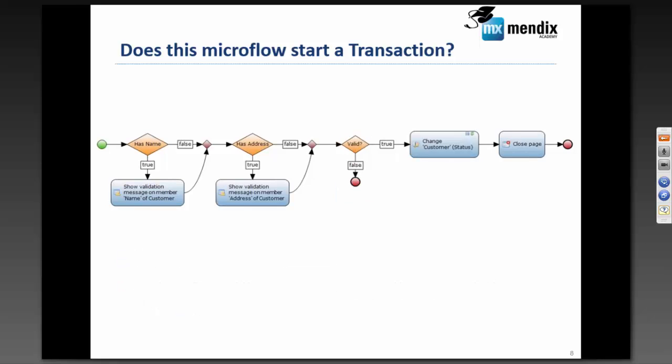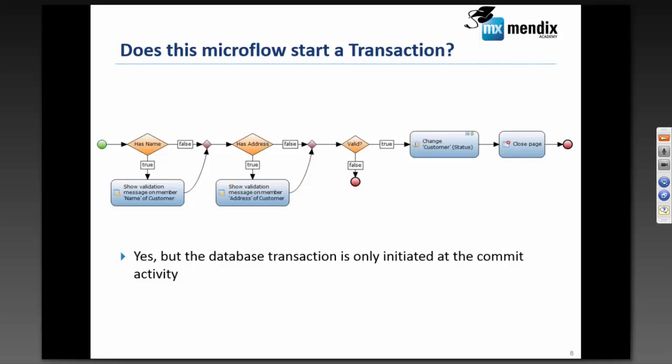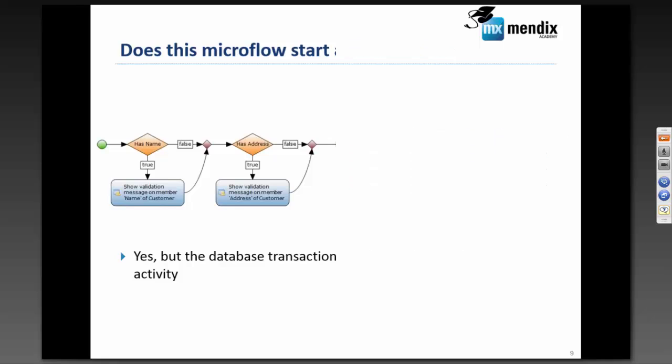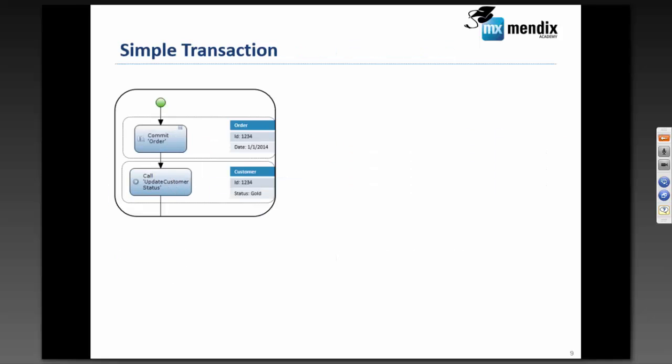Subsequently, if we have a microflow that does interact with the database, it does start a transaction, but the database portion of the transaction is only going to be instantiated once I actually do the commit. So in this microflow, you'll see I change the customer status and I commit it. At that point, it's going to start the database transaction, and everything else that happens before that is only in the Mendix transaction.